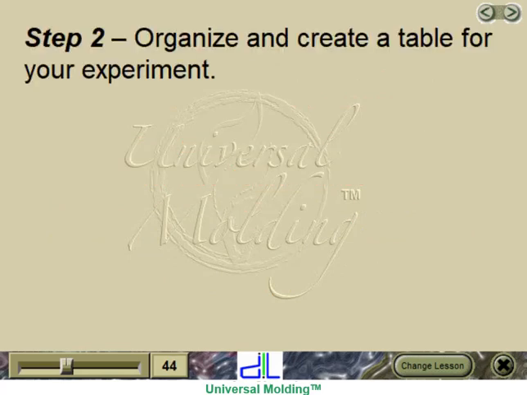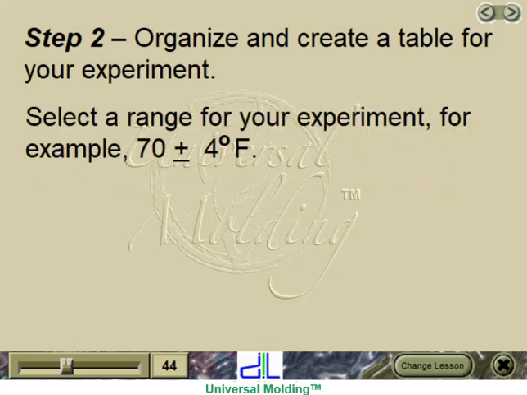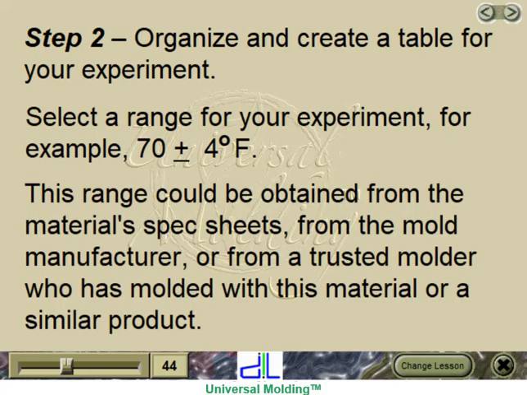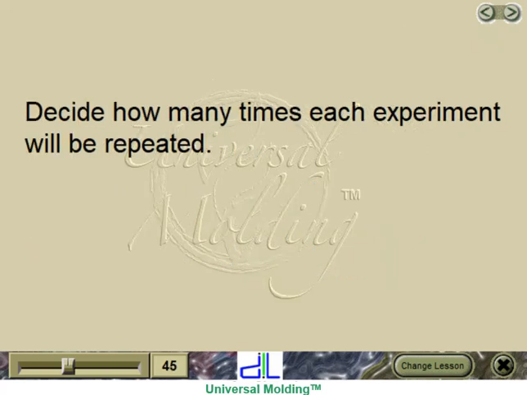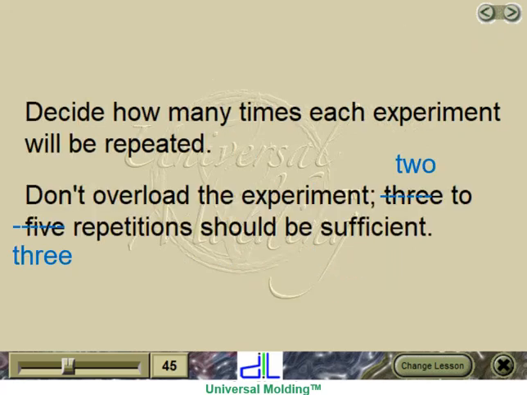Step 2. Organize and create a table for your experiment. Select a range for your experiment, for example 70 plus or minus 4 degrees Fahrenheit. This range could be obtained from the material spec sheets, from the mold manufacturer, or from a trusted molder who has molded with this material or a similar product. Decide how many times each experiment will be repeated. Don't overload the experiment. 3 to 5 repetitions should be sufficient.